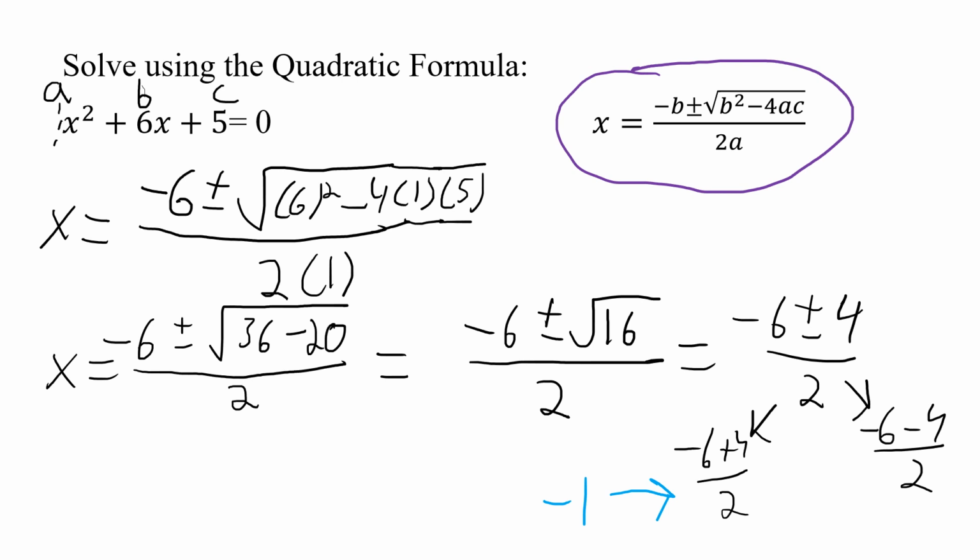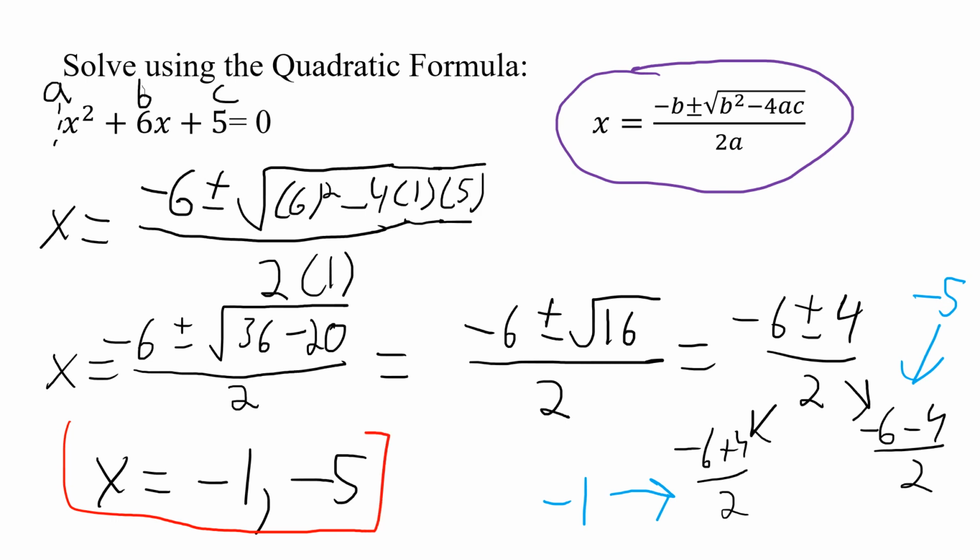Negative 6 minus 4 is negative 10. Negative 10 divided by 2 is negative 5. So for this solution, we get negative 5. So putting it all back together again, x equals both of the things we got. Remember, quadratics often have two answers. We get negative 1 and negative 5. They don't always have two answers, but they do pretty often. And if you want to check it, you can plug it back into the original equation and make sure that you get 0.